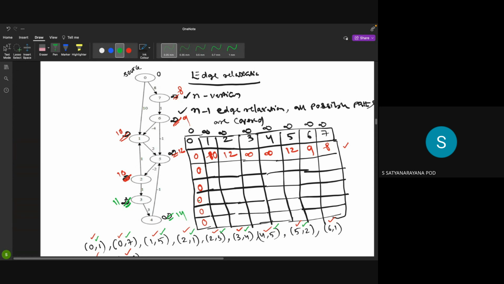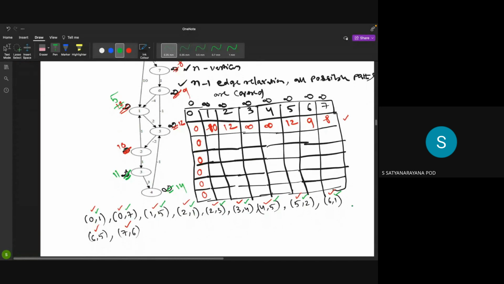Here, interesting thing happens. Please see that. 6 to 1 is there. What is my 6 value? 9. 9 minus 4, 5. Yes, 5 is better value than this 10. So it is updated. So that 6 to 1 also it is updated.